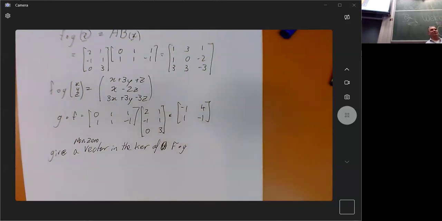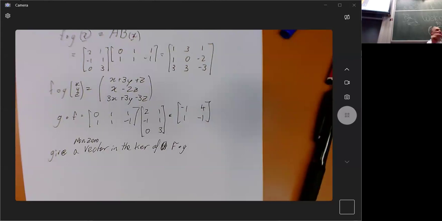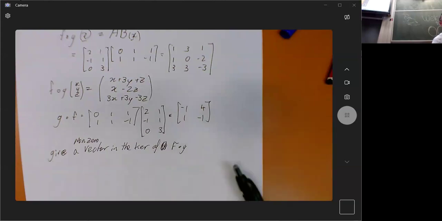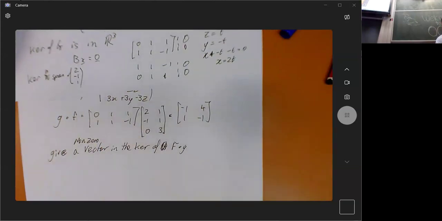Can you give me a vector in the kernel of f composed of g? This is worth 1 mark, people. It is a yes or no question. Hands up those who think they can give me a vector in the kernel of f composed of g. All right, are you watching this? So we go back up here. This is in the kernel of G.